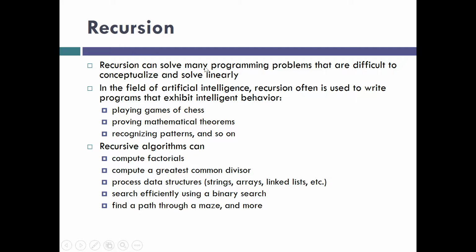So we can solve a lot of programming problems that are difficult to conceptualize and solve linearly. In other words, if it's hard to think about, sometimes it's easier to think about it recursively rather than writing a loop. Like, I don't really know how I would solve a tree problem without using recursion or a stack. In the field of AI, recursion is typically used to do things like playing a full game of chess, proving some math theorem, or recognizing patterns, which is huge. So we can do all sorts of things with recursive algorithms.